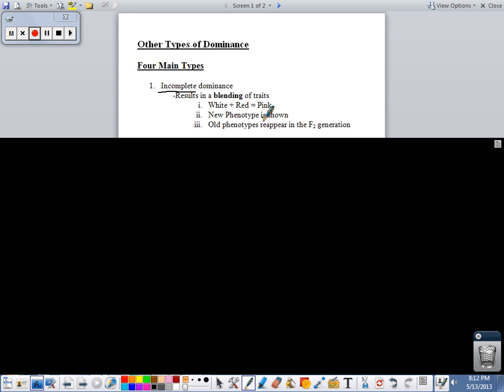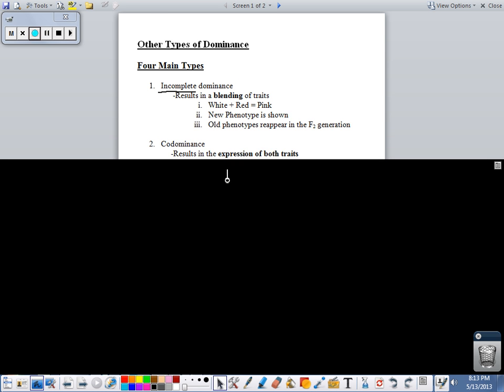And how you could really test this is when you take your white plant, your red plant, cross and you get a pink, then you take some of the pink F1 generations, cross them, and see their offspring, and you would see the white and the red reappear. And you have two generations. So that's incomplete dominance. A lot of times flowers have this specific type of inheritance or dominance.